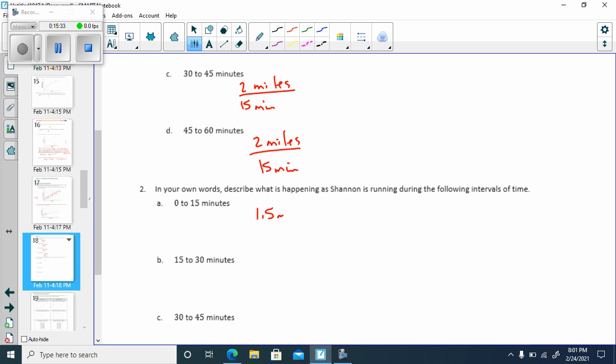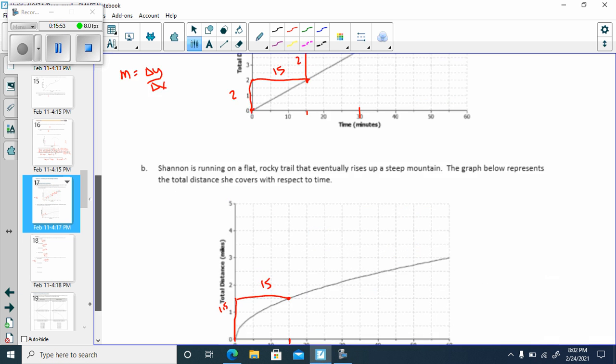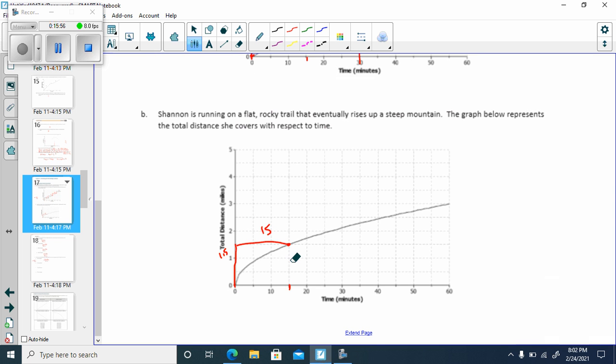1.5 miles, this is our rate of change, our rise over our run, our change in y over change in x. 1.5 miles in 15 minutes. Well, to start with, she's running slower than Aleph was, okay? Let's do 15 to 30 minutes.